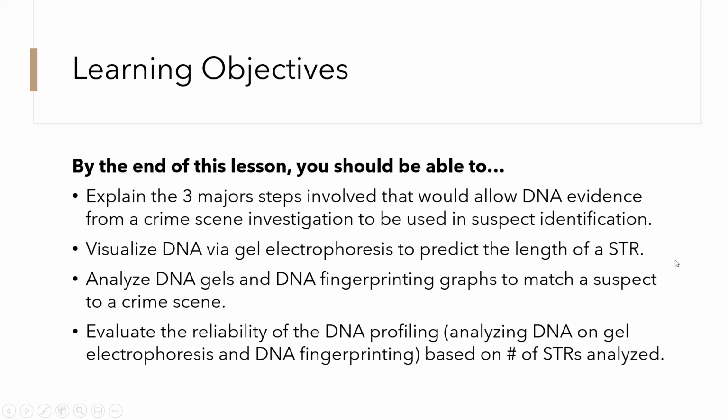By the end of this lecture, you should be able to, one, explain the three major steps involved that allow DNA evidence from a crime scene investigation to be used to identify suspects. You're going to learn how to visualize DNA via gel electrophoresis to predict the length of an STR, or a short tandem repeat. You're going to analyze DNA gels and DNA fingerprinting graphs to match a suspect to a crime scene. And you're also going to be able to evaluate how reliable DNA profiling actually is based on the number of STRs analyzed.